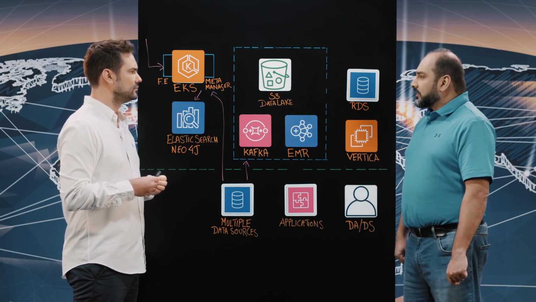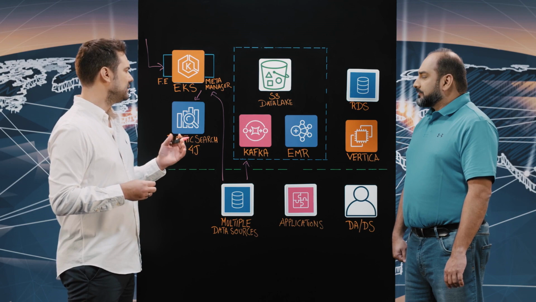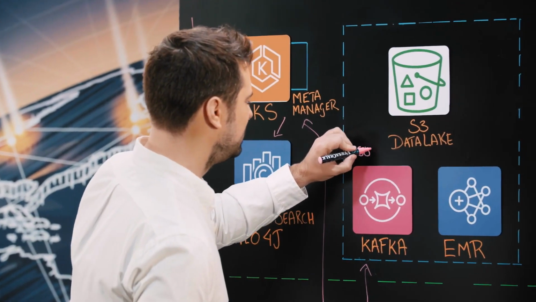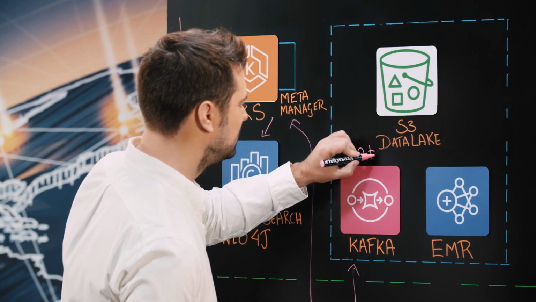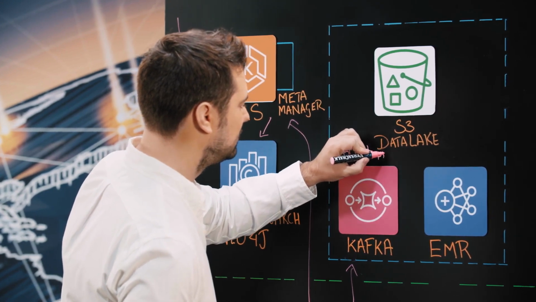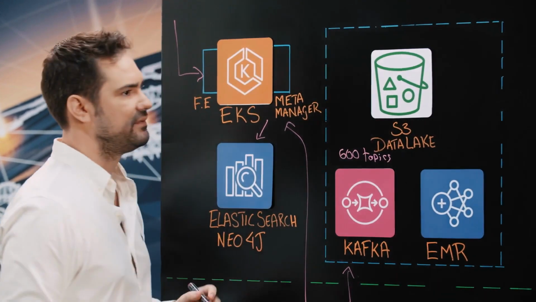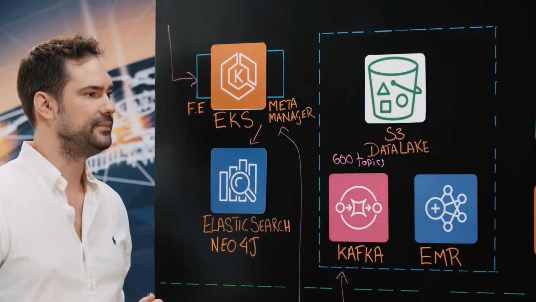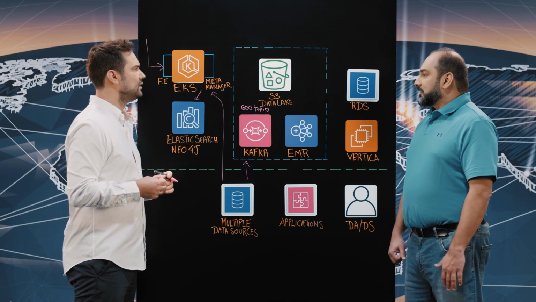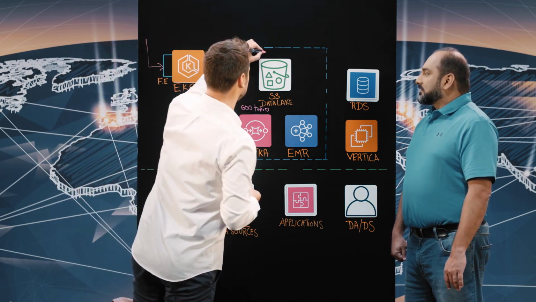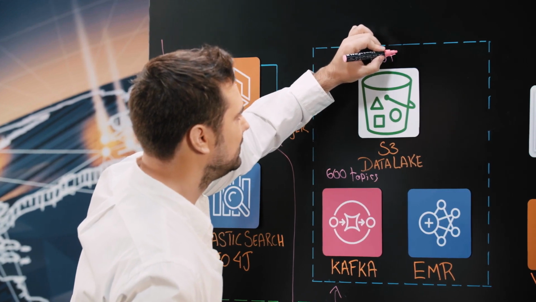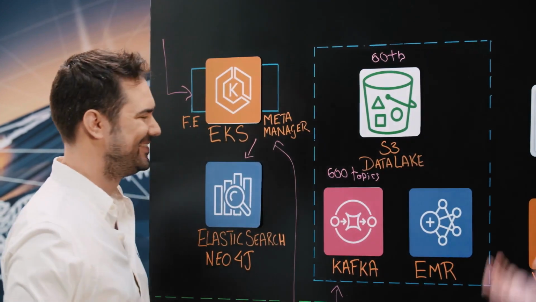What kind of scale are we talking about? Yeah, so in Kafka, we are talking about 600 topics, 250 gigabytes, and on average, we have a 7 days retention period. So all of the data is stored in S3. Okay, and what kind of scale do we have in S3? Yeah, so in S3, we have around 60 terabytes today. Sorry for my writing. No problem. Great amount of data there.